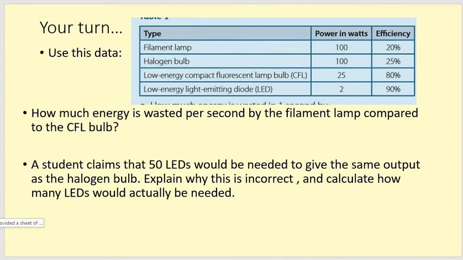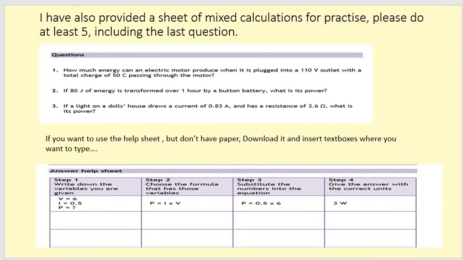When you've paused that page, done the work, you can move on to the next questions. I'm going to tell you very kindly that I have also provided a sheet of mixed calculations for you to practice. You must do at least 5 of the questions, including the last one. How many you do is up to you. If you do all 5 and you feel confident, send them to me. If I'm happy they're all right, we'll both be happy you're confident, and that'll be great.